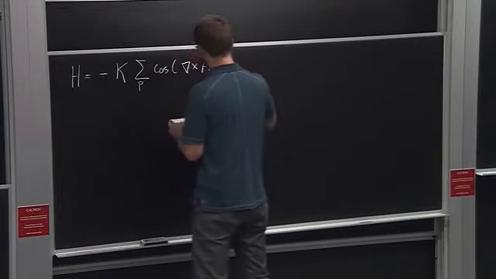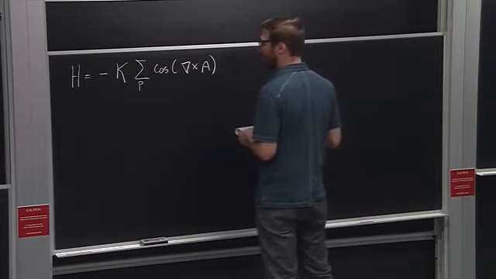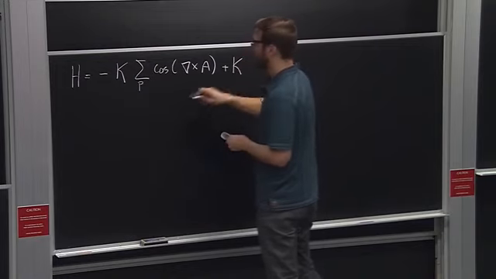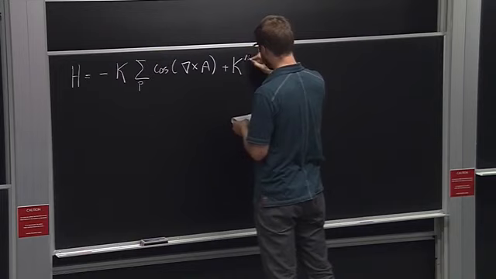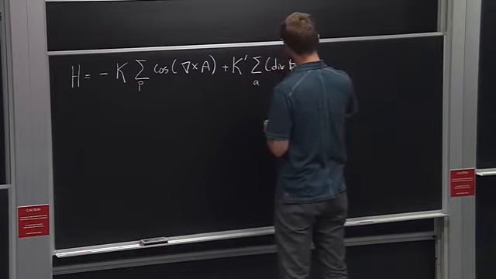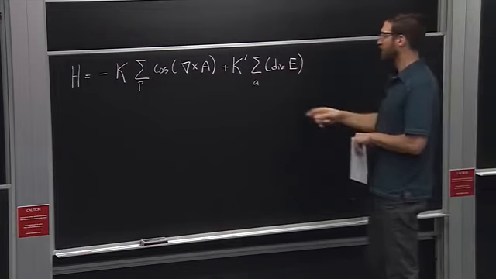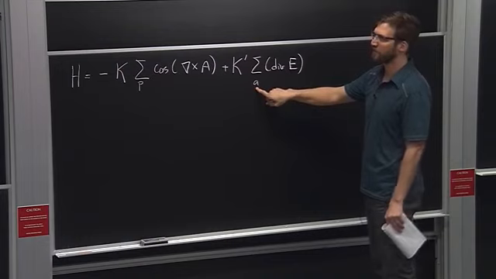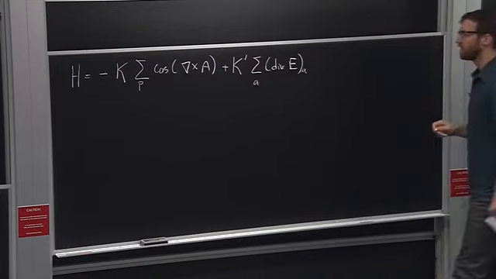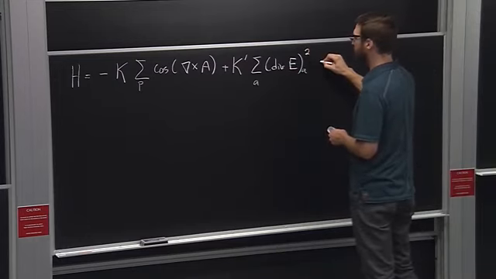And true to Polyakov's original Hamiltonian, I'll have cosine of the curl of A, parameterized by some big K, K prime, giving me the strength of the sum over all sites, so A's and B's are sites, the divergence of the electric field from that site. I'll draw that in a minute. I better square this thing.